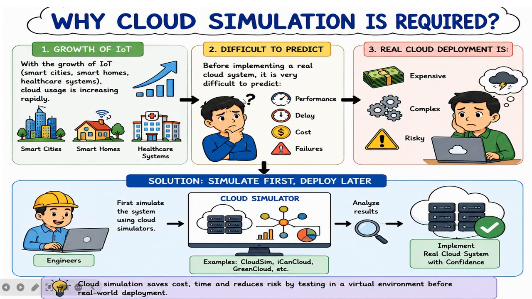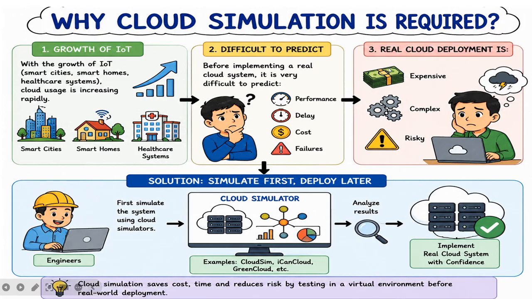In the real world environment, it is very difficult to predict important factors such as system performance, network delay, response time, cost, resource allocation, energy consumption, and many possible failures. Directly deploying in a real cloud infrastructure without testing may lead to poor performance, and it may also lead to data loss, system crash or financial losses.